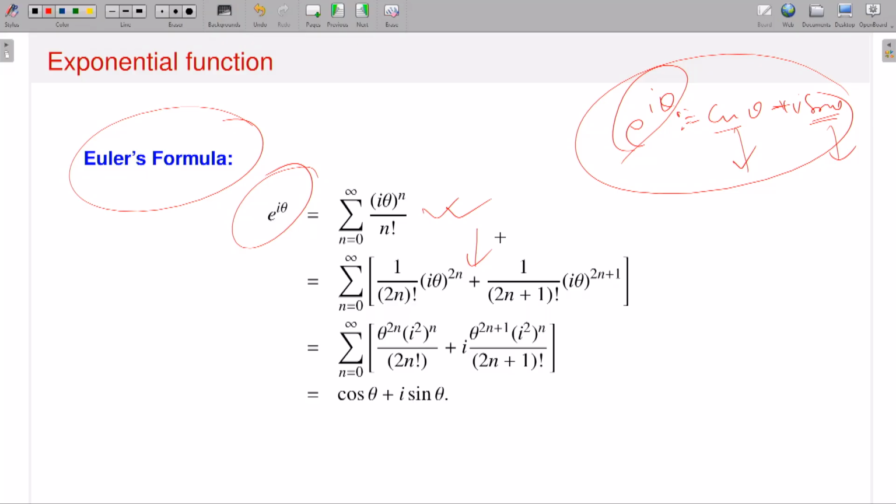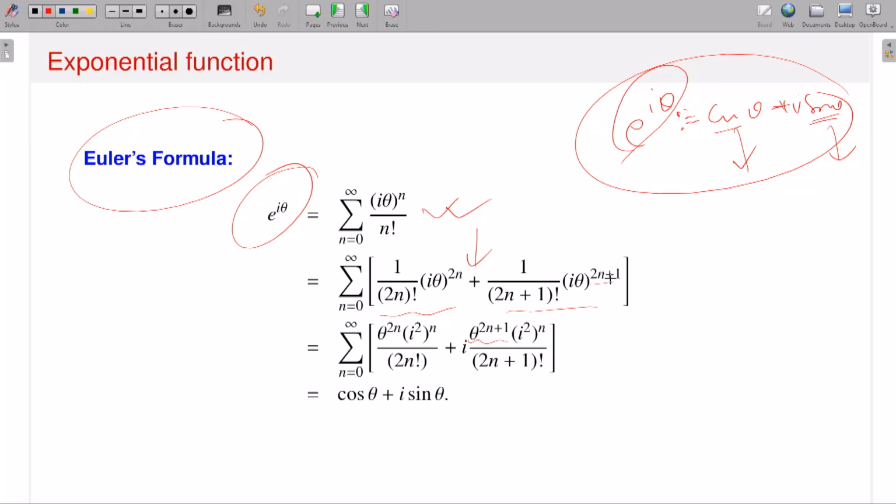One is the even part and one is the odd part. So this is the even part, that means 1 by 2n factorial i theta to the power 2n, and this is the odd part, 1 by 2n plus 1 factorial i theta to the power 2n plus 1. Therefore, how can I write it? Since it is even, i square will come out, and i square is minus 1, so here you will have i square to the power n, but you will have theta to the power 2n plus 1.